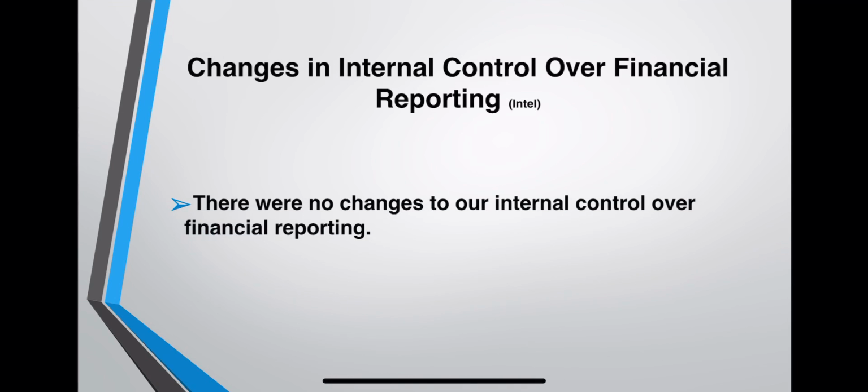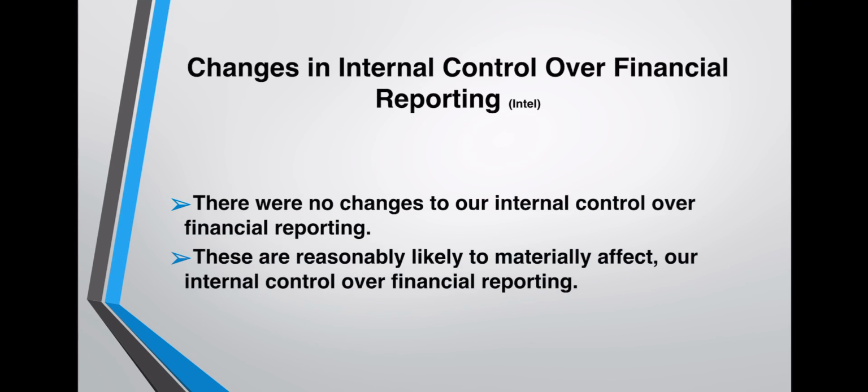So the next one is changes in internal control over financial reporting in Intel Corporation. There were no changes to our internal control over financial reporting that have materially affected, or are reasonably likely to materially affect, our internal control over financial reporting.